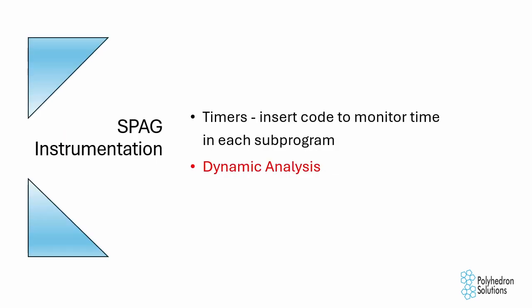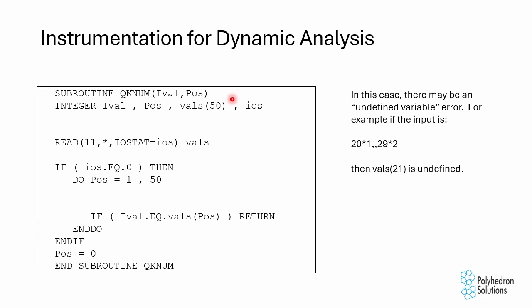The next thing we're going to look at is dynamic analysis. Dynamic analysis is monitoring code for illegal usages, for example, if a variable is used before it has been set. Here's an example of a very simple piece of code that reads in some values from an outside source and then runs through them all, checking against a value that's passed in through the argument.